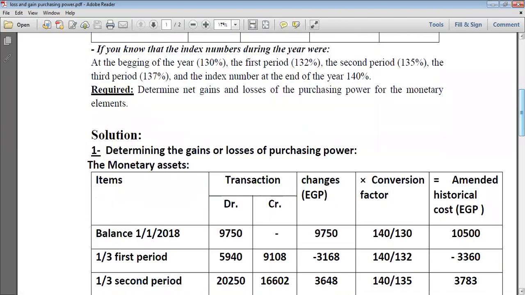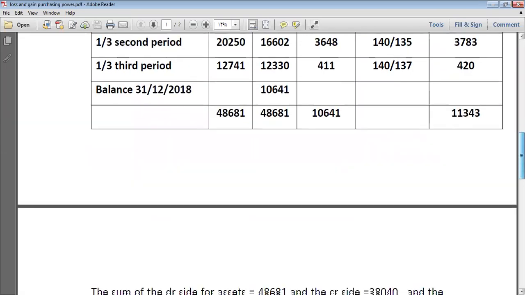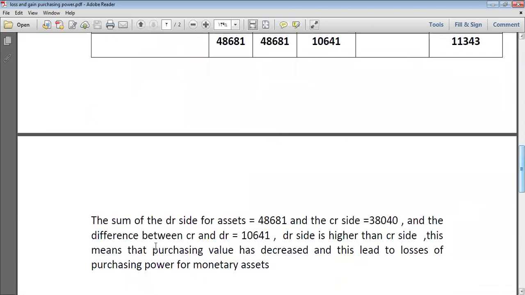طيب. First step of the solution, sum the debit side and the credit side. The sum of the debit side for assets equal 48,681 and the credit side equal 38,040, and the difference between credit and debit equal 10,641. Debit side is higher than credit side. This means that the purchasing value has decreased, and this leads to loss of purchasing power for mandatory assets.